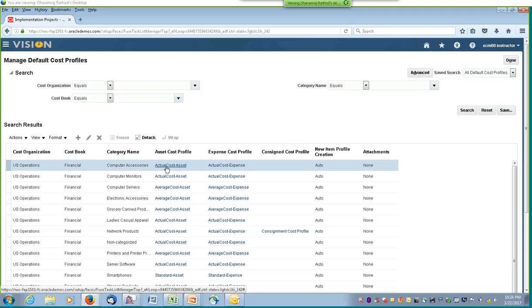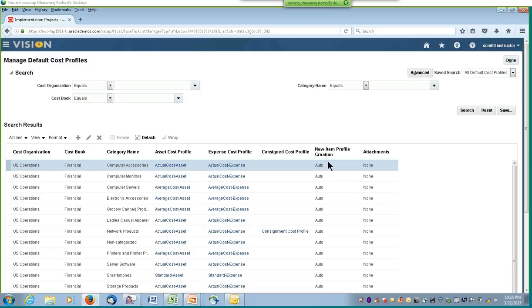You could have certain sets of categories which could be actual costed, certain sets of categories which could be standard costed, right? Here it says that smartphone is standard costed. So any item which has a category called smartphone would be standard costed within this cost organization and the cost book. So you have flexibility to do it, and this is the defaulting one, right? This is where you would specify how you want to assign your cost profile to your items. It could be based on the category, it could be based on cost organization and cost book, right? And you can say new item cost profile creation is automatic or manual, or it's not manual, it says review required.